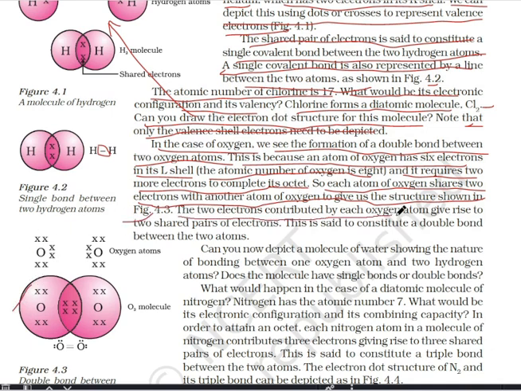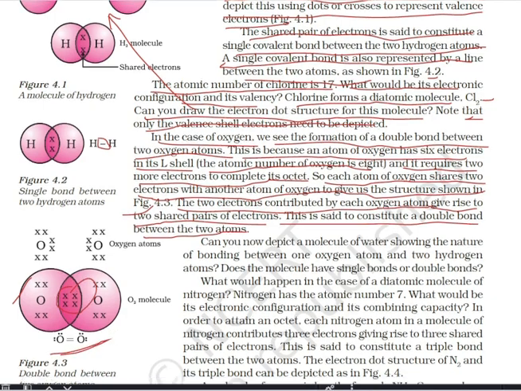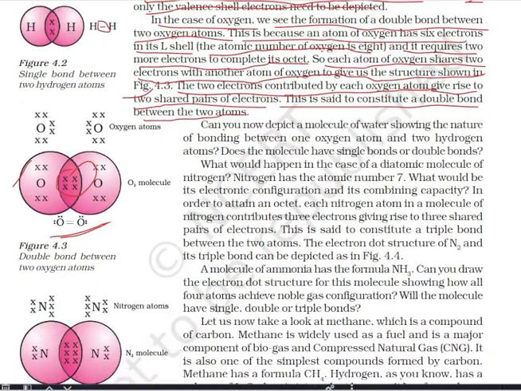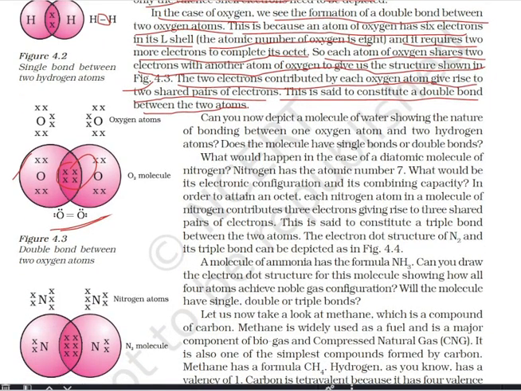The 2 electrons contributed by each oxygen atom give rise to the 2 shared pairs of electrons. This is said to constitute a double bond between the 2 atoms. So this is a double bond. Now we have learnt about single bond and double bond.